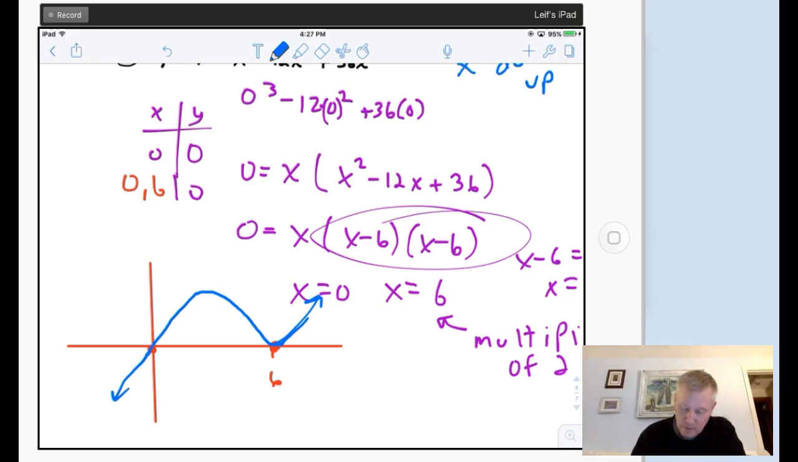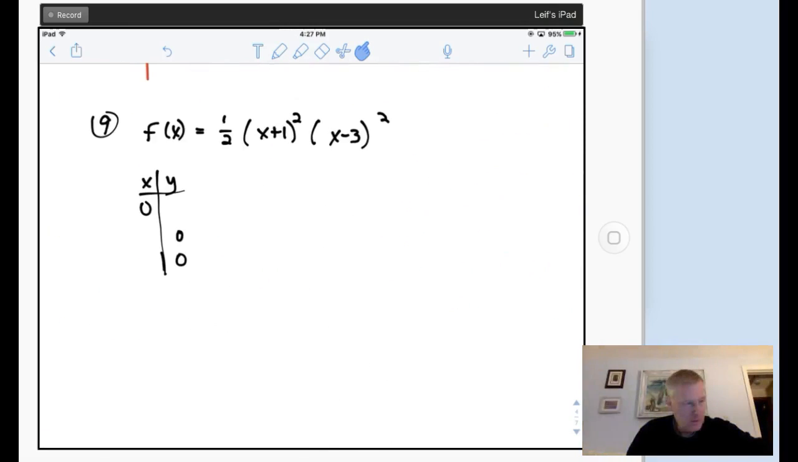So you can see that it doesn't go through the point 6, okay? It just touches it. All right, and that's my graph. That's it, all right? Next one.